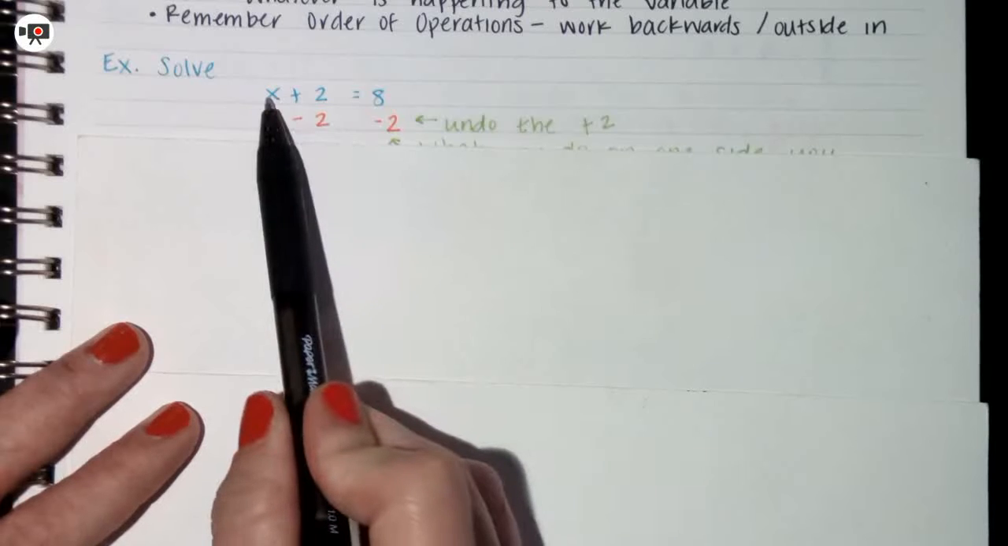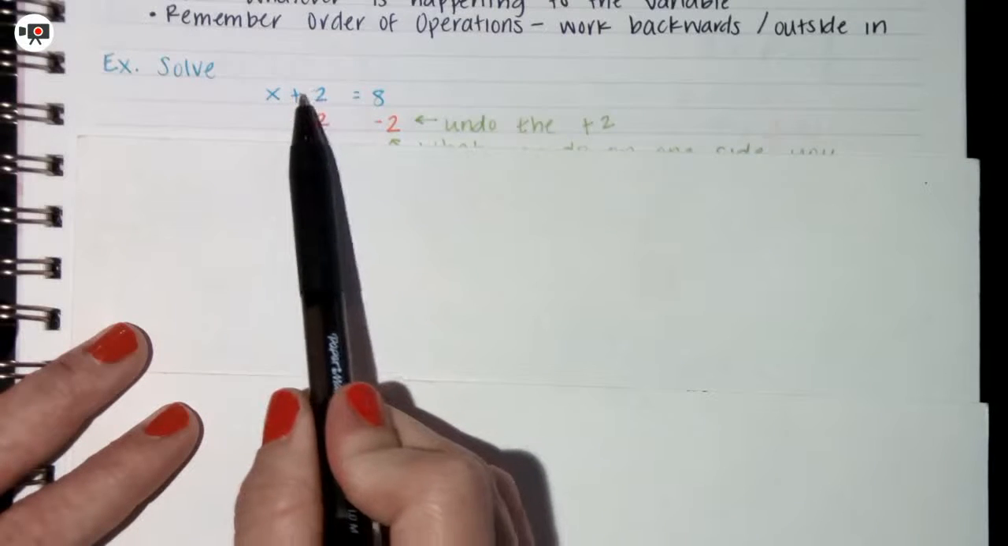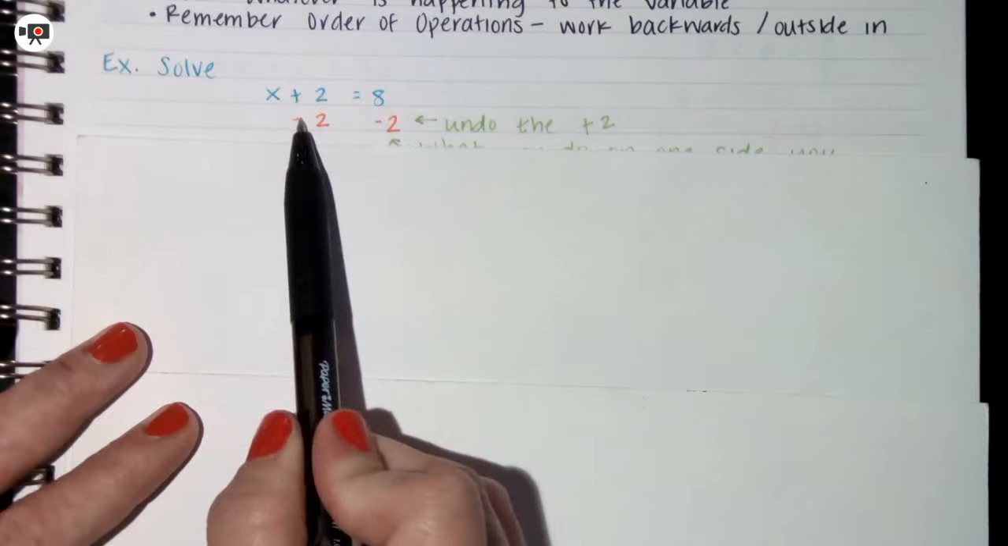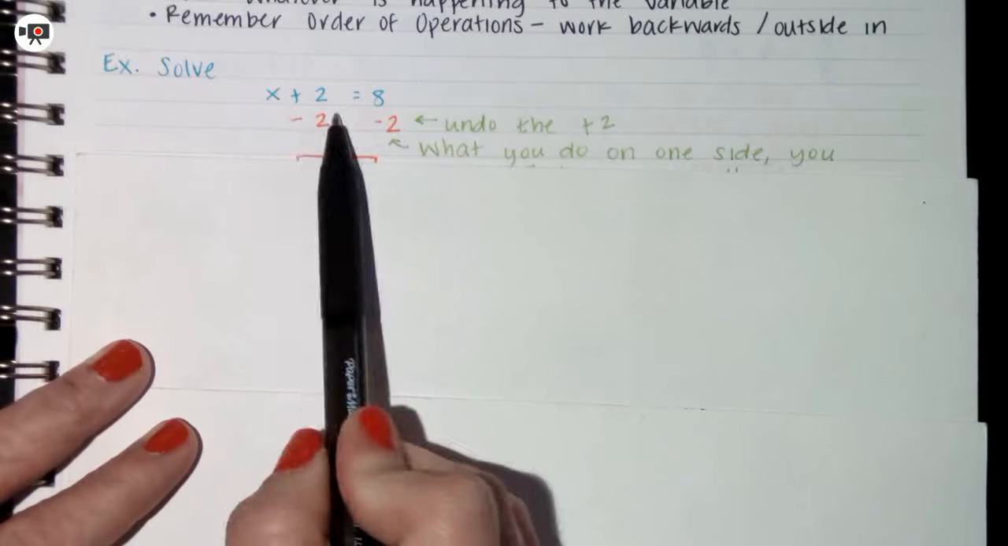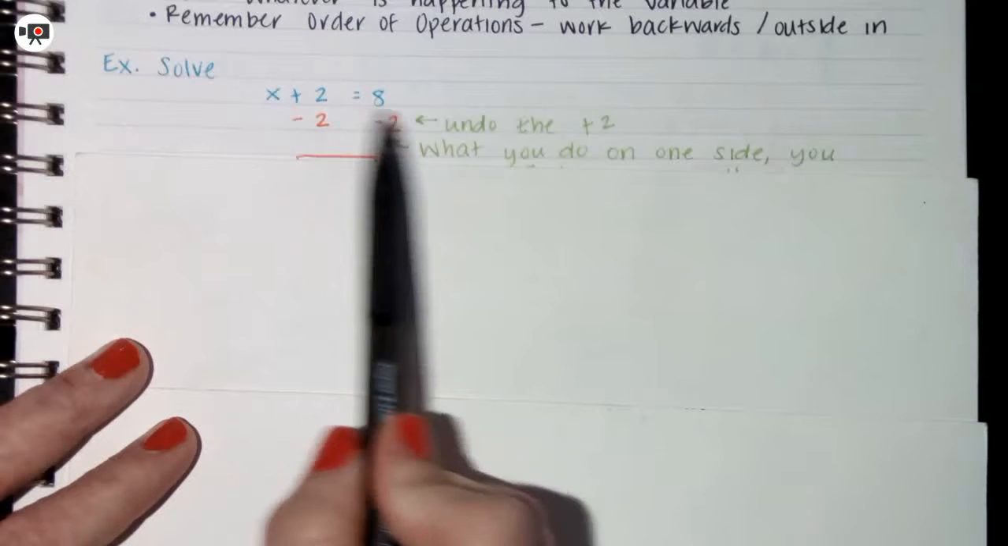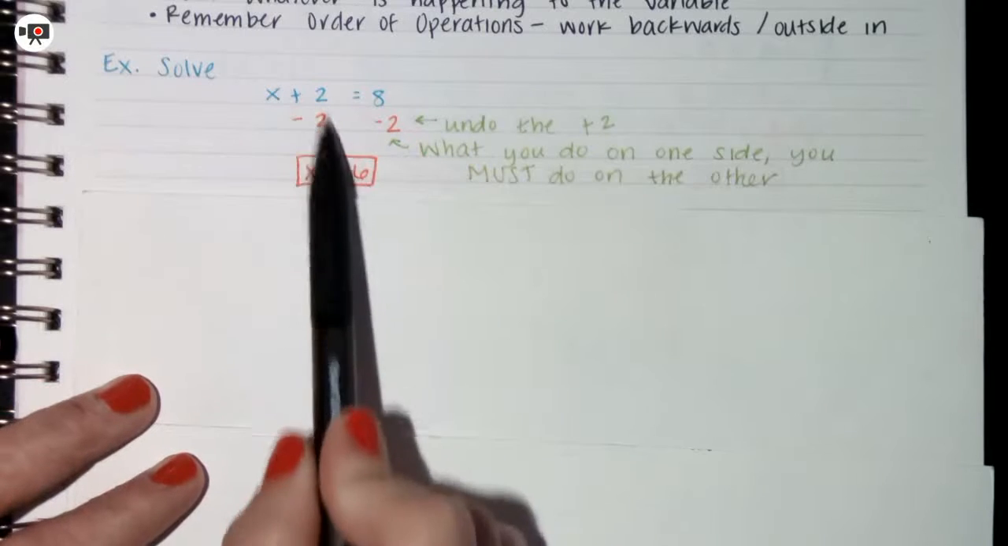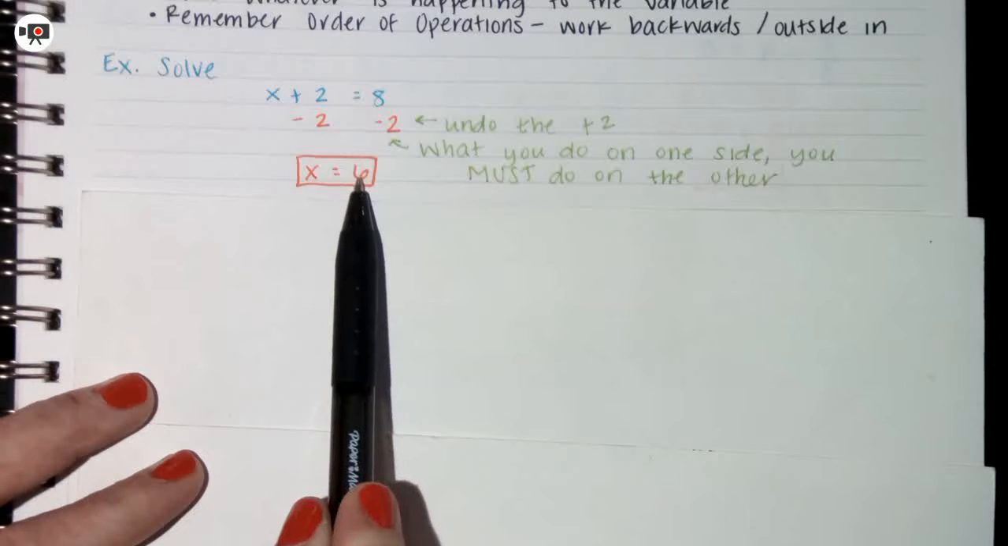So x is being added to 2, and the opposite of adding is subtracting. So we're going to subtract 2 on each side. Whatever you do to one side of the equal sign, you must do to the other side. 2 minus 2 is 0, so x equals 6.